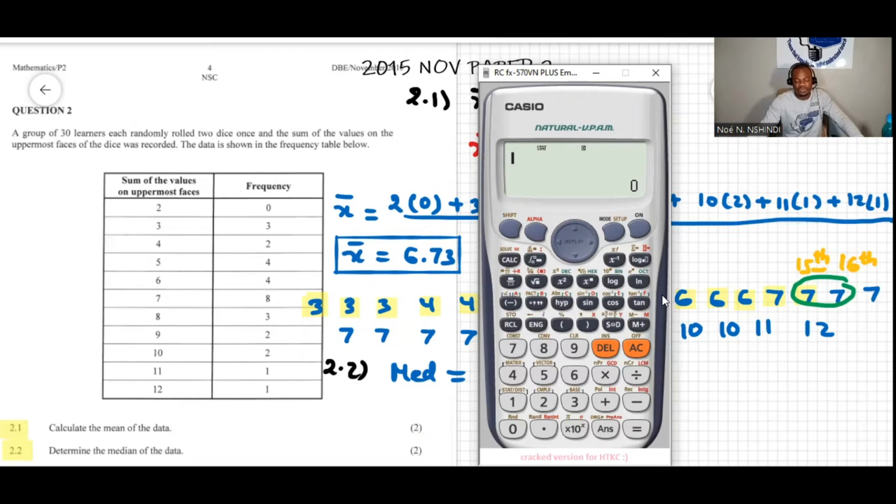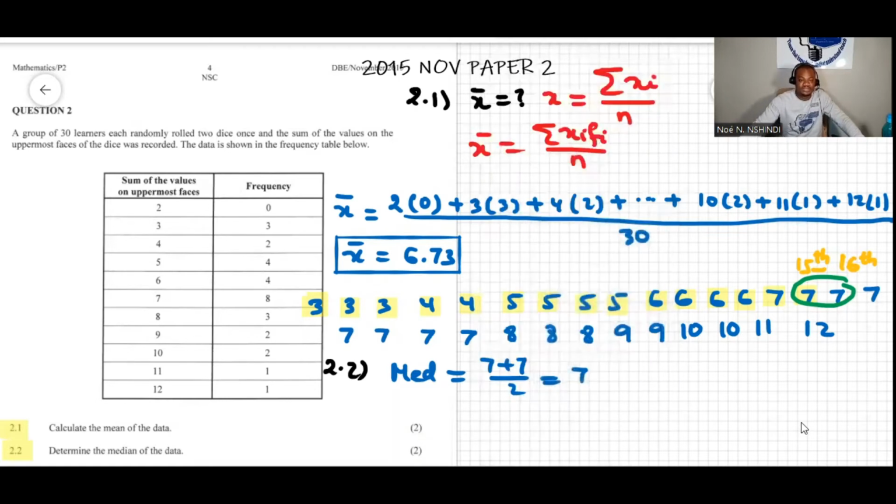Okay, and then in 2.1 we were asked to calculate the mean, which is the average. So the sum of all the data divided by how many they are. And then the second question was to determine the median, which we did in the previous video. Now I want to show you how you can do that in the calculator.